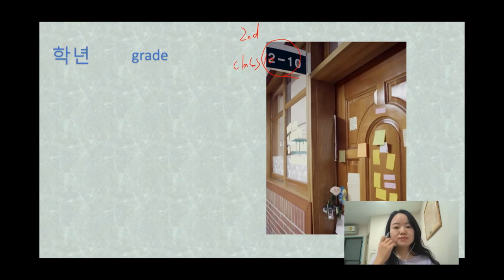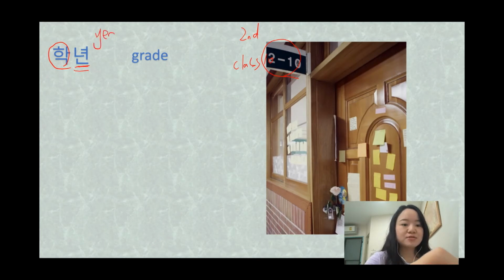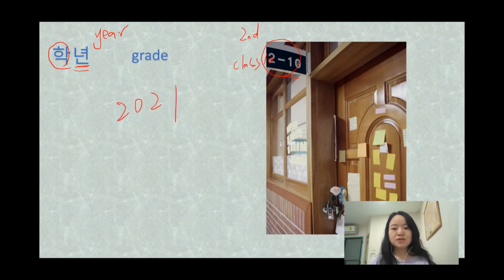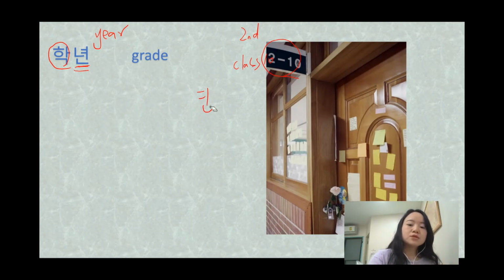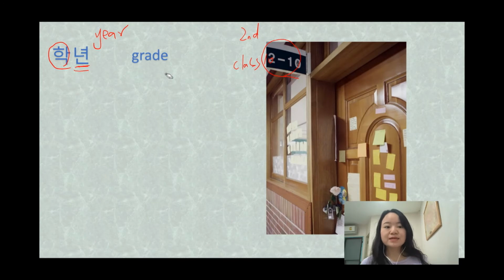In Korean, the first one, same, right? We have 학생, 학교, but this one, 년. It's the pronunciation is 년. Already learned. It means year. Like this year, 2021. So it's 2021년. 2021년.